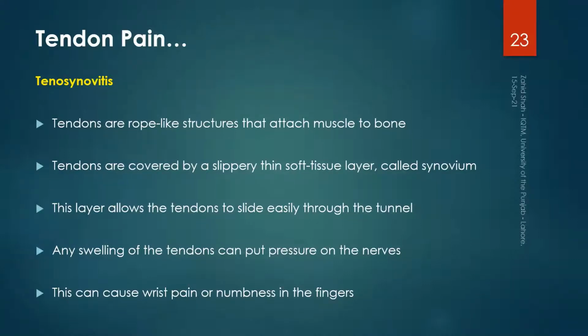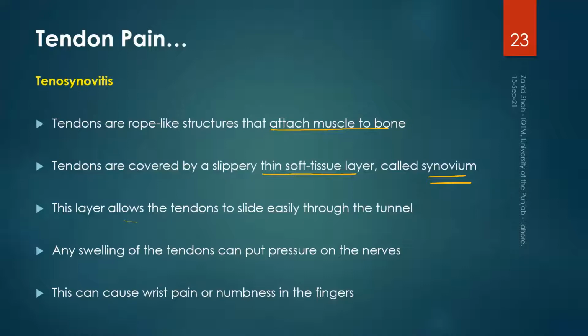So again, tendons are rope-like structures that attach muscle to the bone. Now tendons are covered by a slippery, thin, soft tissue layer called synovium, just like in the joints, where we also have the synovial fluid. Now this layer allows the tendons to slide easily through the tunnel. So I repeat that the tendon slides within the tendon sheath, and the tendon sheath has two layers. And between those two layers, there is synovium.